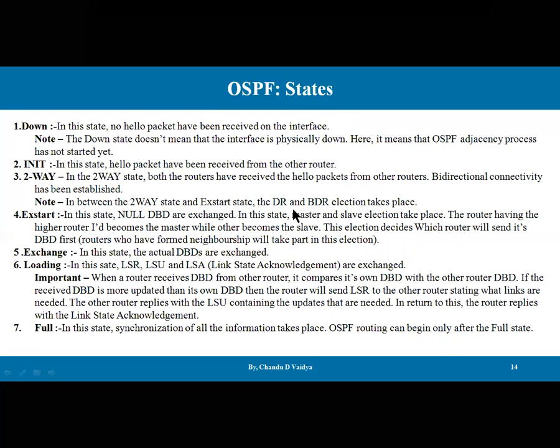Then the fourth state. This is the point between the two-way state and the ExStart state, where the DR and BDR election takes place. Okay, then the ExStart state is available.